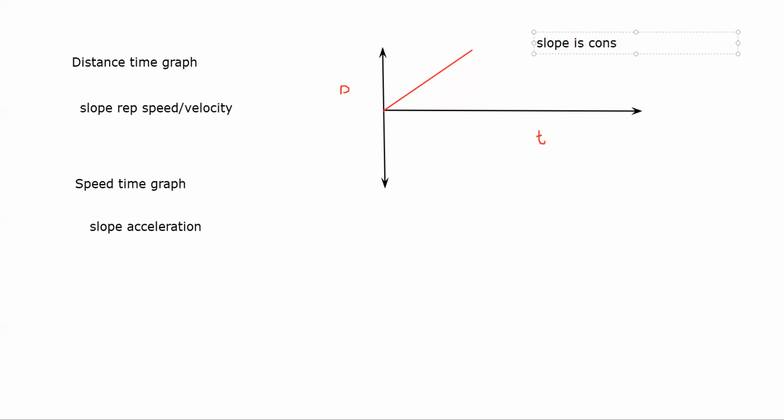For a distance time graph, what does slope represent? Slope represents speed or velocity. So I can say speed is constant. And what about the value of the speed or the velocity? That's constant, whether it is positive or negative. That's the second thing. So it will be positive.